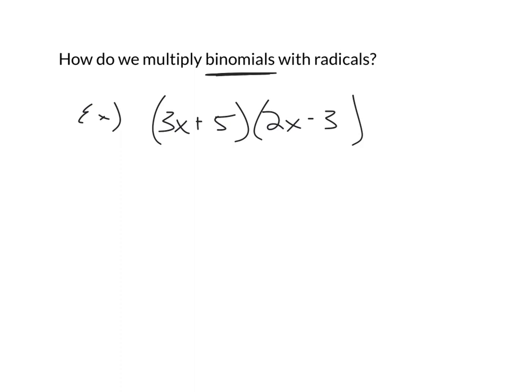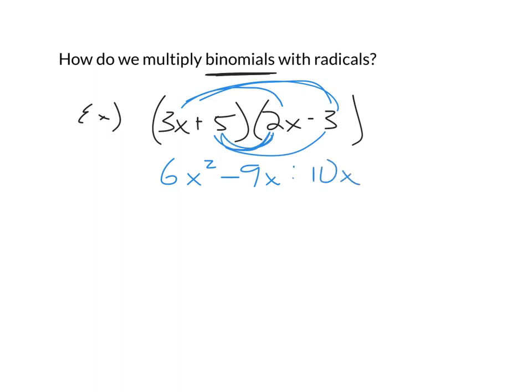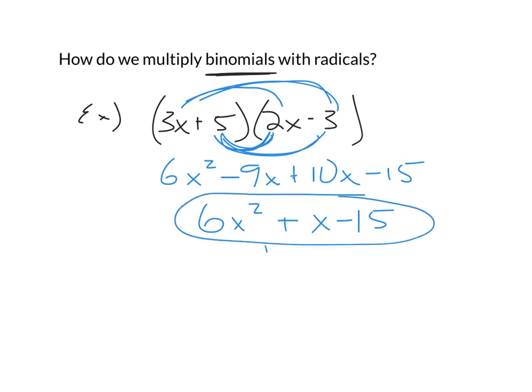If you forgot, you're going to multiply the first term by each of those and the second term by each of those. So the first term we're going to get 6x squared, and then the outer terms will get minus 9x. The two inner ones will get positive 10x. And the last ones will get negative 15. So eventually we'll get 6x squared plus x minus 15. So that's multiplying binomials, and that gives you this, which is called a quadratic trinomial.